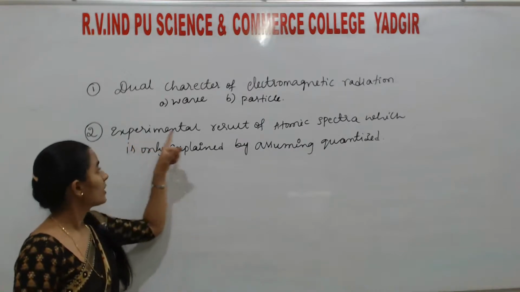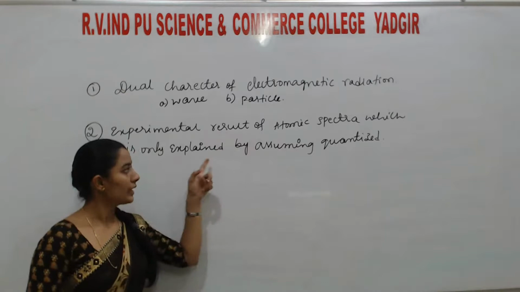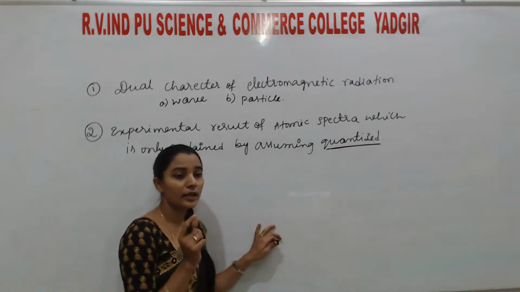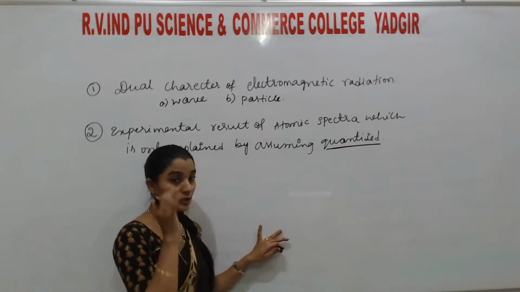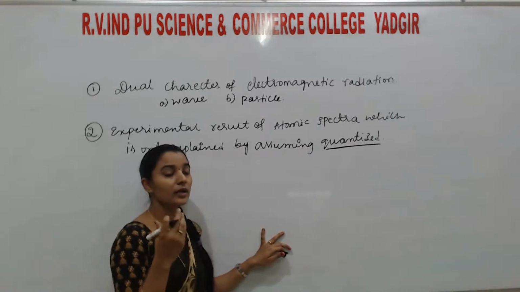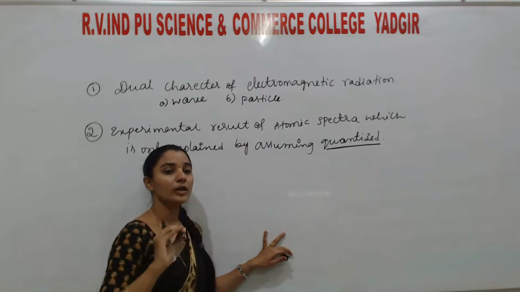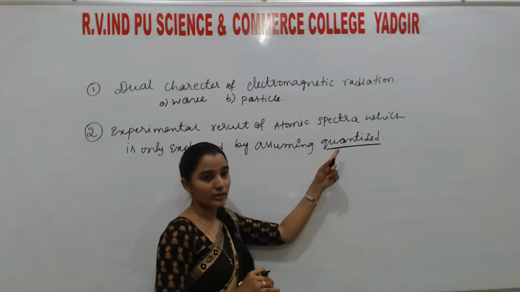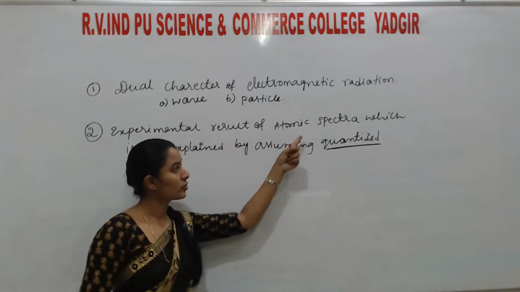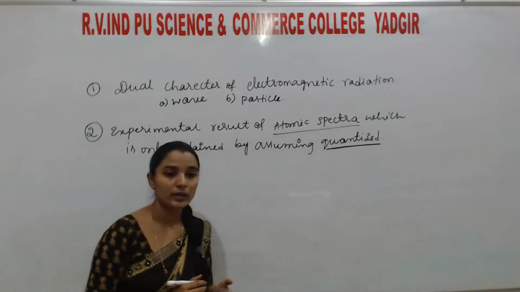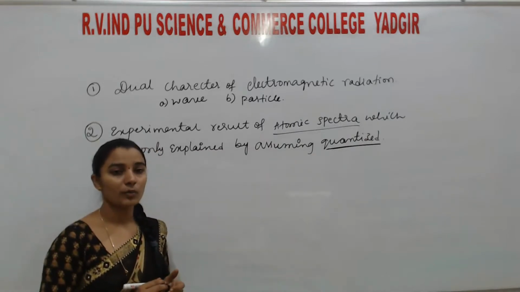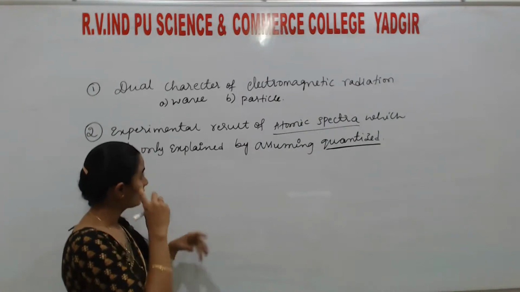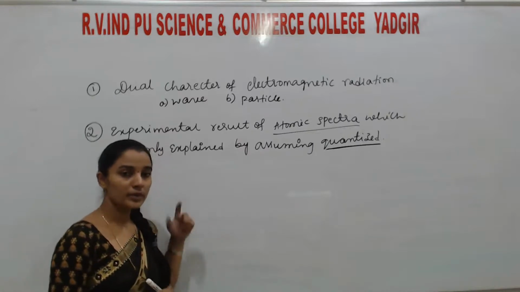Another thing is the experimental result of atomic spectra, which is only explained by assuming quantized energy. Quantized means quanta, the energy packets emitted by particles. When electromagnetic radiation behaves like a particle, it emits energy packets called quanta. So only when quantized can we observe the atomic spectrum. So the atomic spectra is explained only by the particle nature of electromagnetic radiations. These two main topics gave a lead to Bohr to develop his atomic model.